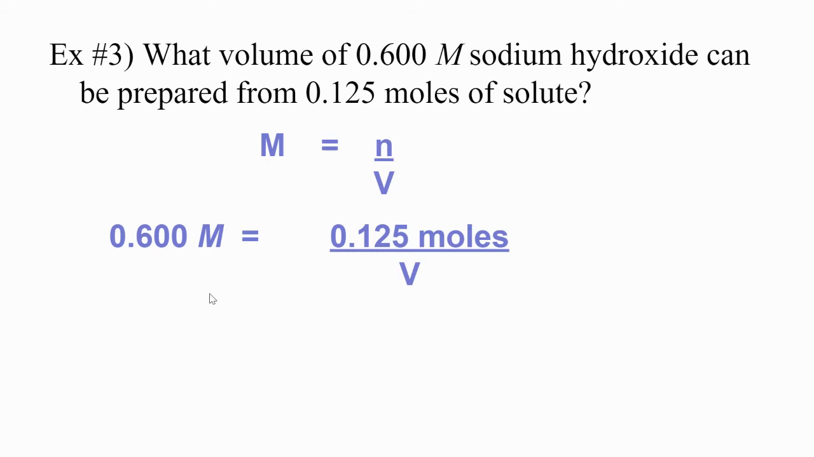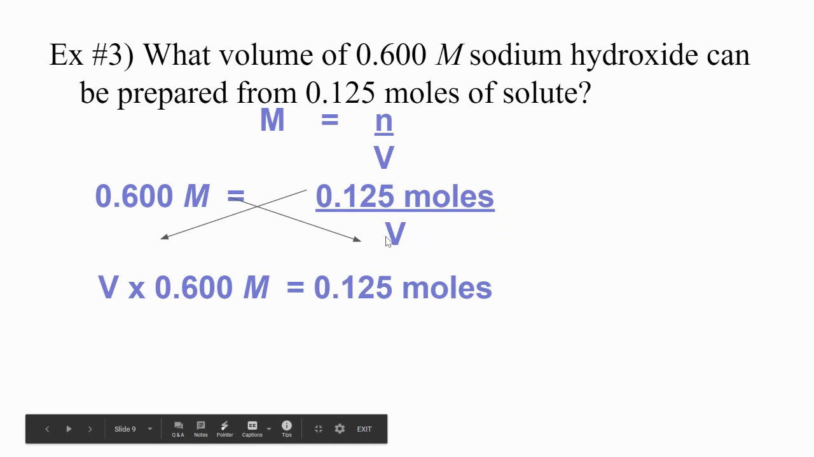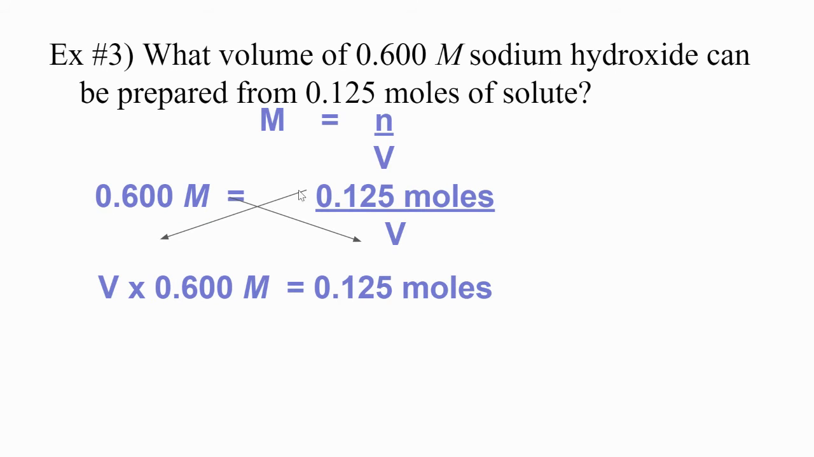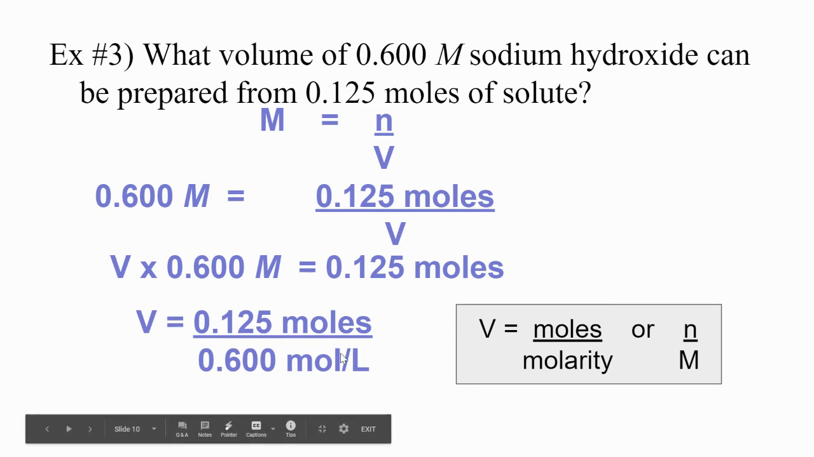So, as I've taught you other times during the year, the best thing to do is to cross multiply. So 0.600 times V equals 0.125 multiplied by an invisible 1. So I've cross multiplied. To get V by itself, I must divide both sides by 0.600.